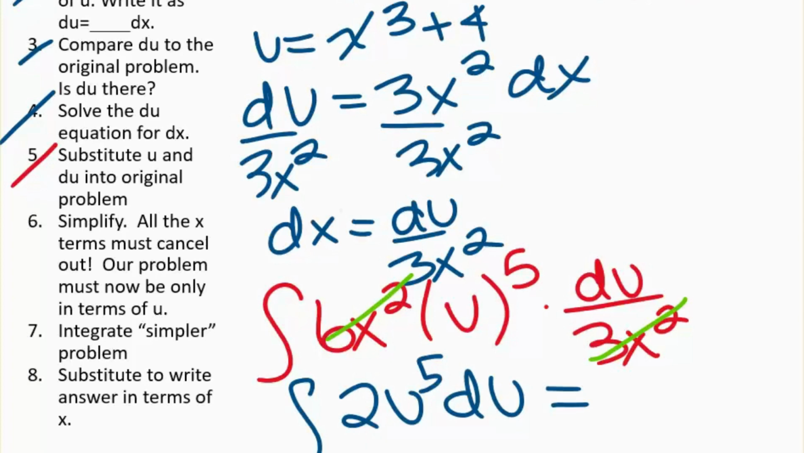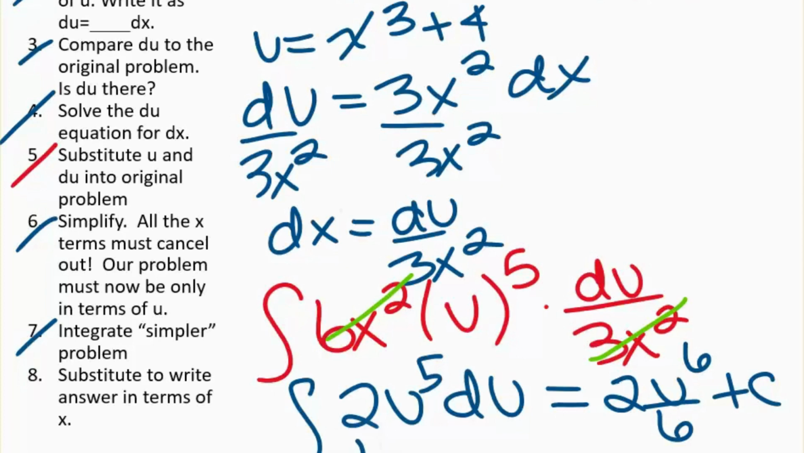I'm going to raise my power by 1. So 2u to the 6th, divided by that new power, so divided by 6. And again, always remember C. We want our final answer in terms of x, so we're going to substitute back in. First off, 2 divided by 6 reduces down to 1/3. And instead of u, I'm going to go back to the very beginning. I defined u as x cubed plus 4. So that was 1/3 u to the 6th power plus c.